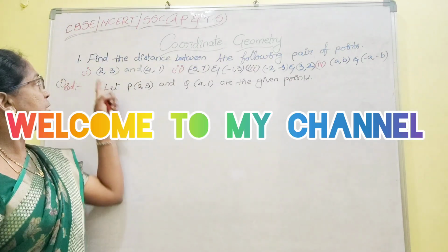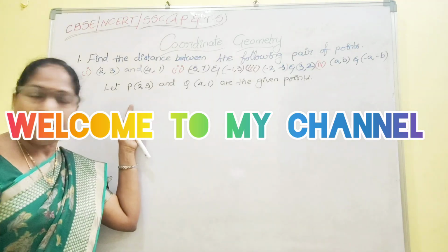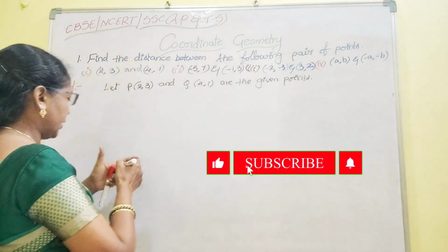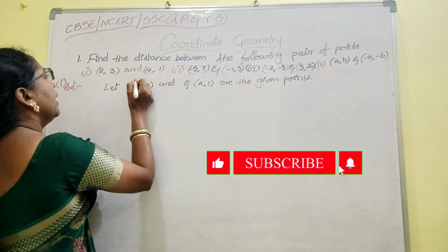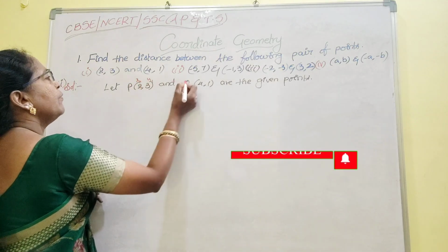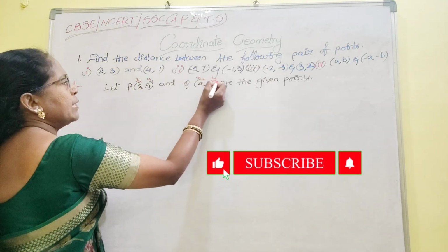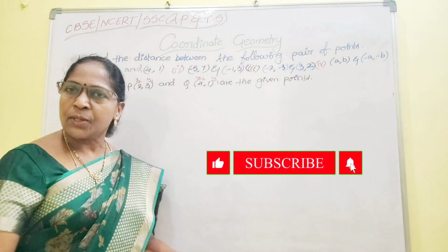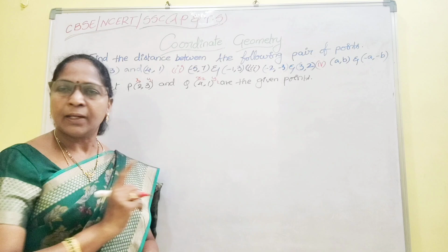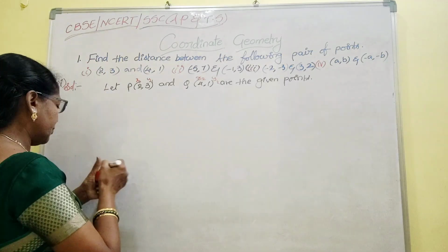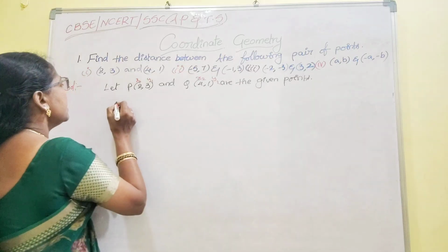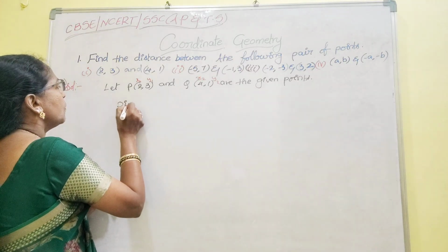You have to assume the first point as P and the second point as Q. Then for point P, write down x1, y1 and for Q, x2, y2. Always the points are x comma y. Here 2 points are given, so you have to assume them as x1, y1 and x2, y2. Now what you have to find out? Find the distance between these 2 points. Distance formula.